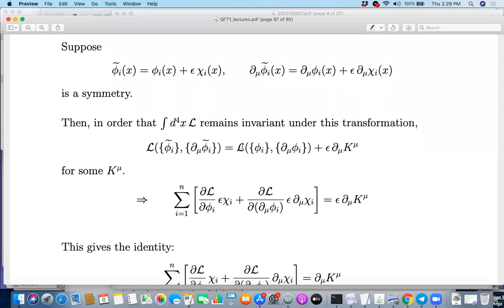The leading term, of course, will cancel this, right? Because the leading term will be phi tilde I replaced by phi I and this replaced by del mu phi I. Then the next term in the expansion will involve the derivative of L with respect to phi I times the change in phi I. How much is the change in phi I? That's epsilon times chi I. Then the derivative of L with respect to del mu phi I and the change in del mu phi I, and the change in del mu phi I is this much.